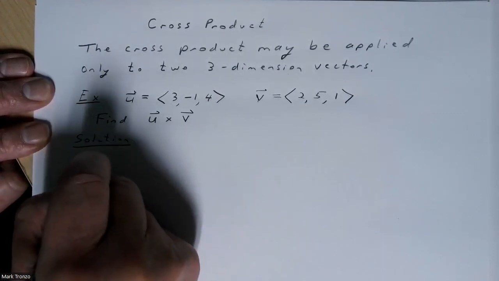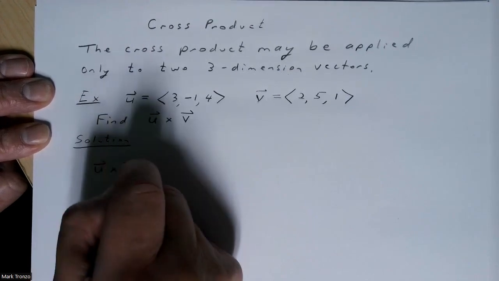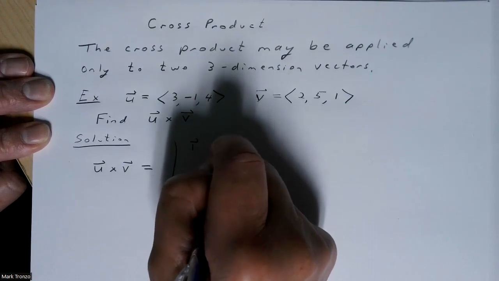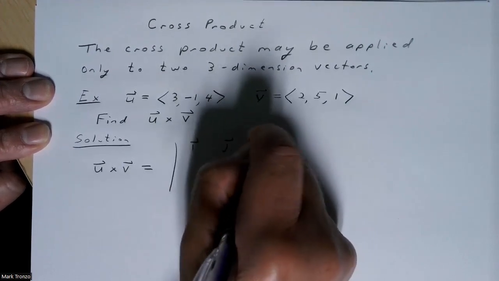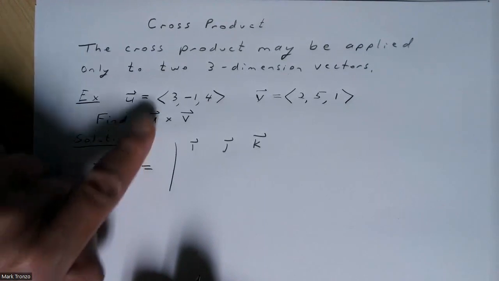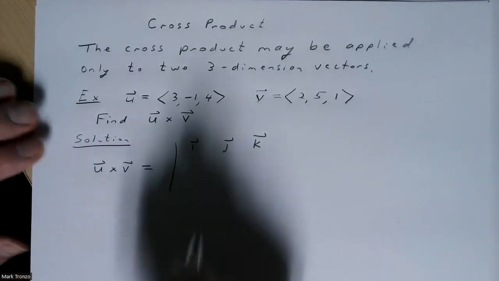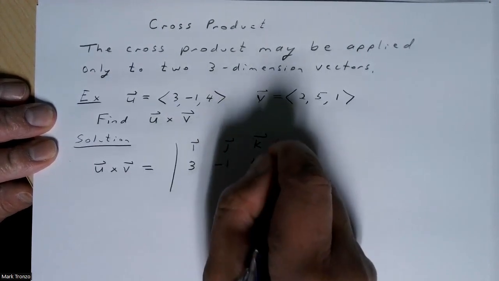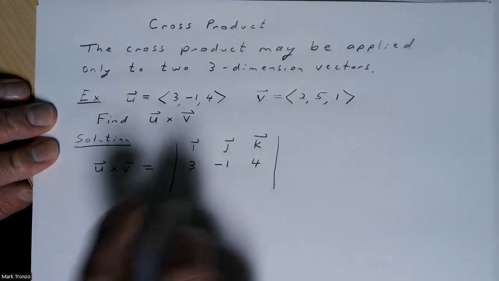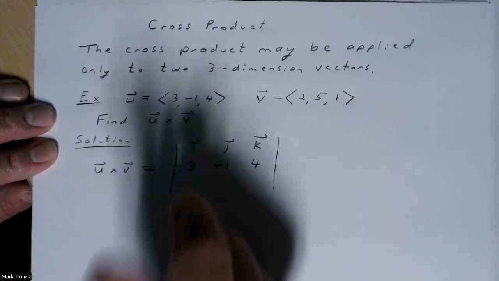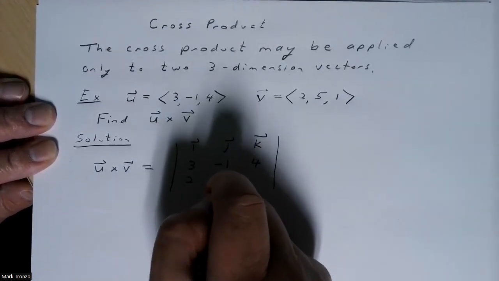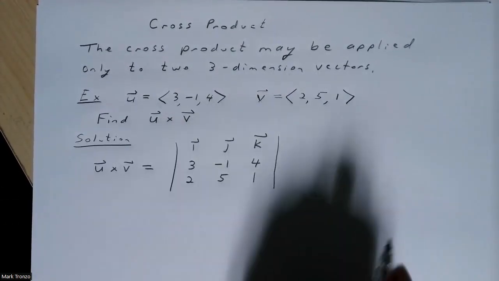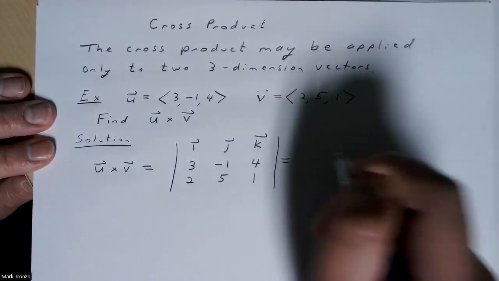And the way the cross product works, it's written like this. You set up your I, J, K, then put the first vector in the second row, and put the second vector in the third row. And find the determinant. Remember, this is the symbol for the determinant. And let me write this out.